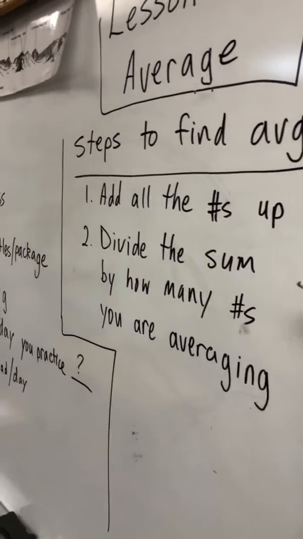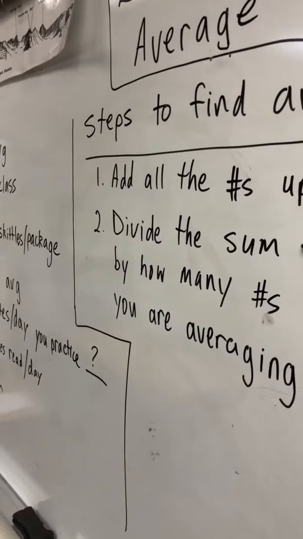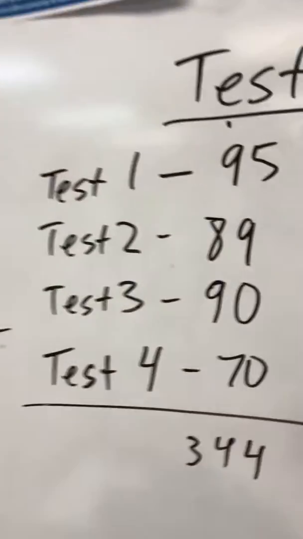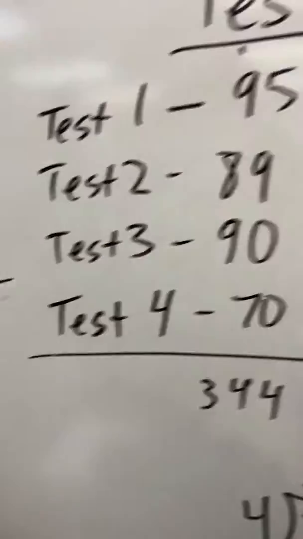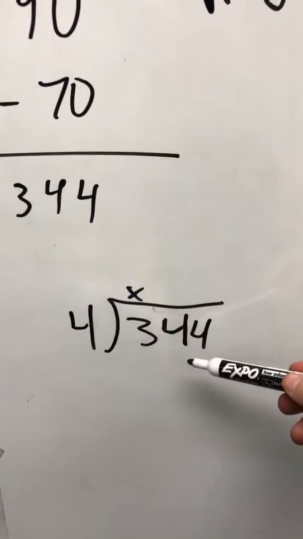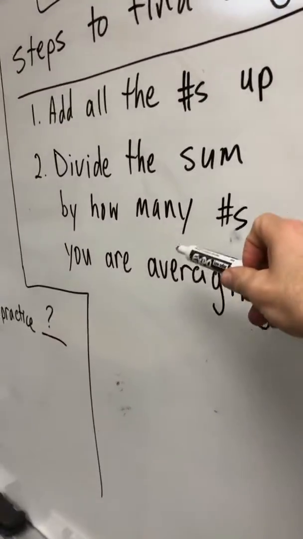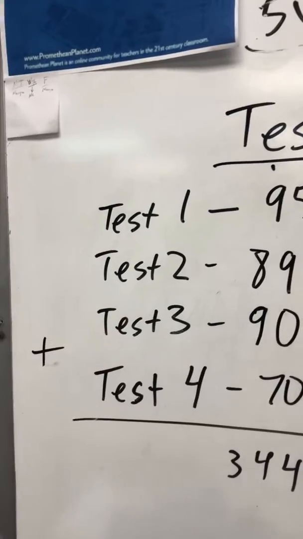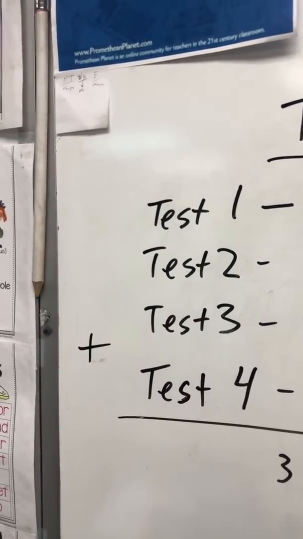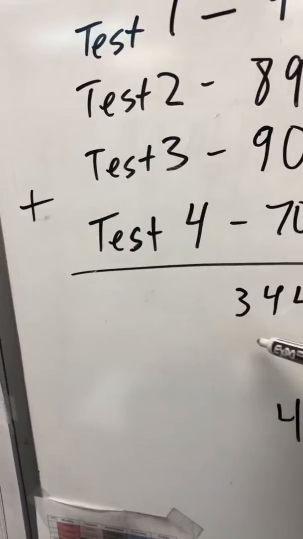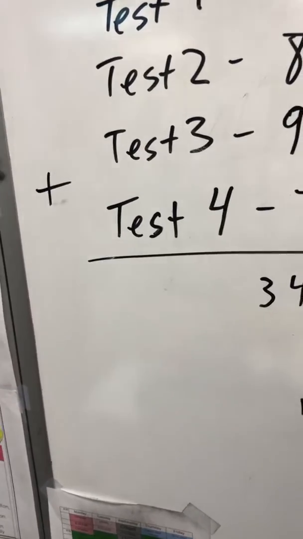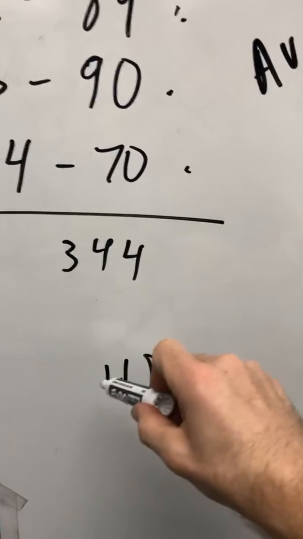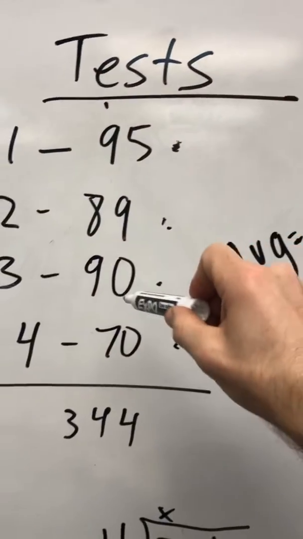Okay, now we divide by the sum. The sum is the answer to, yep, you got it, an addition problem. Okay, so we added all those up. Got 344. So now we're going to divide by how many numbers you are averaging. Well, how many numbers are we averaging? 1, 2, 3, 4. So we divide 344 by 4, because there was 1, 2, 3, 4.